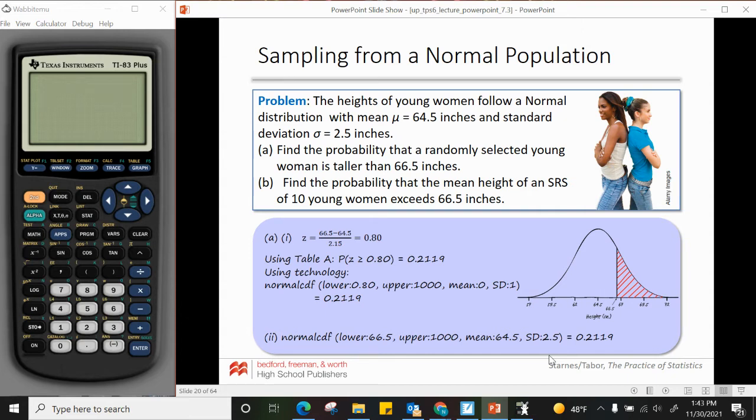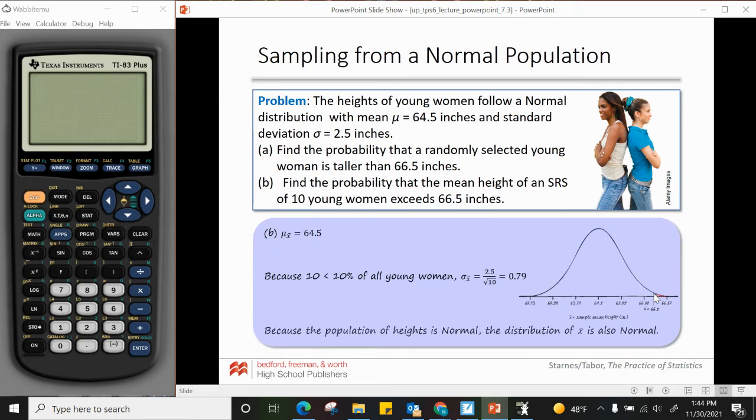And that kind of makes sense, right? Because if you just pick one person out, the probability of them being bigger than 66.5 inches is larger than if you pick 10 people and you want their average height to be bigger than 66.5. It's a lot harder to get the average of 10 people to be larger than one number than just one person alone, because you need to have more consistency. So it's a lot easier if just one person is being picked than if 10 people are being picked.